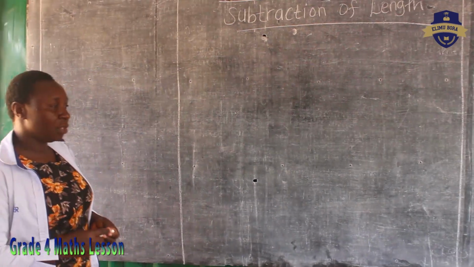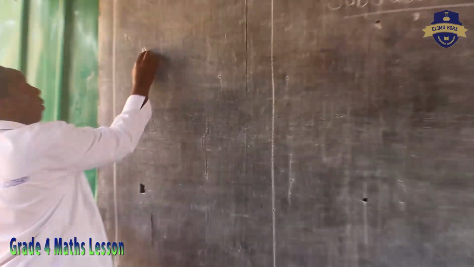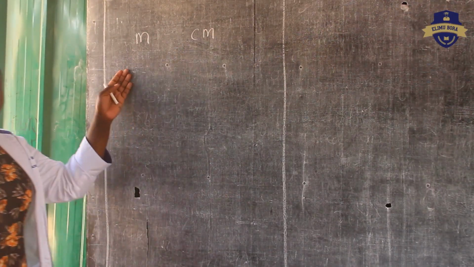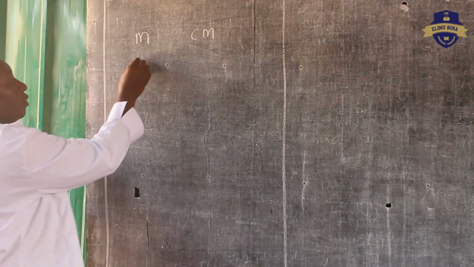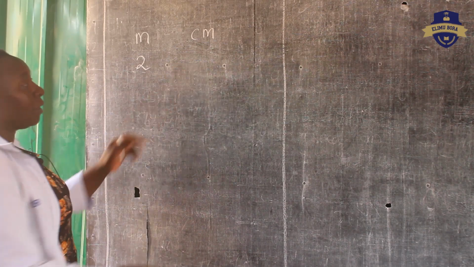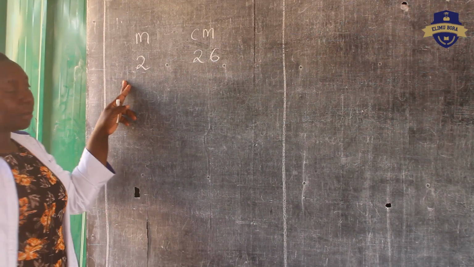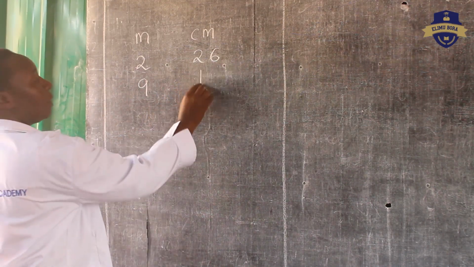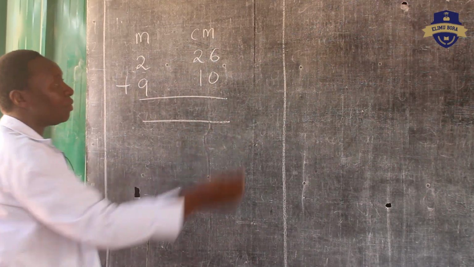under addition of length. So for example, we had meters here, centimeters. Can you give me any meters here? Any number? 2 meters. How many centimeters? 26. Very good. Another meters here? 9 meters. Any centimeters? 10 centimeters. Then you are told to add. That is what you did yesterday.